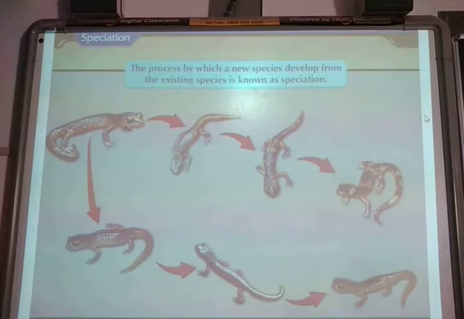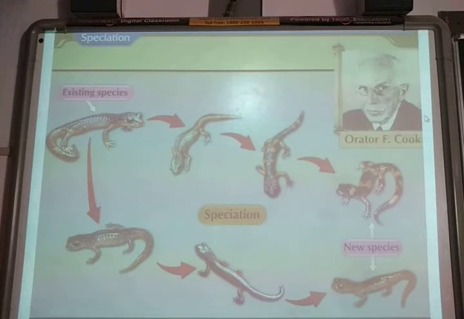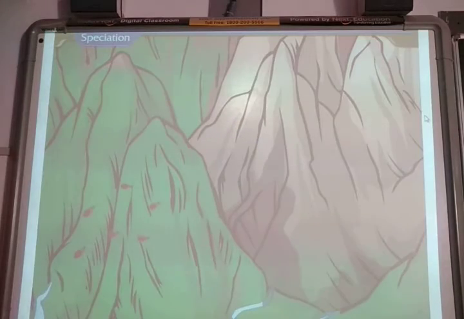The process by which a new species develops from the existing species is known as speciation. The biologist Orator F. Cook coined the term speciation. Let us now proceed to understand how new species are formed from the existing species. Consider an example of a beetle population feeding on the green bushes spread across the mountain range.